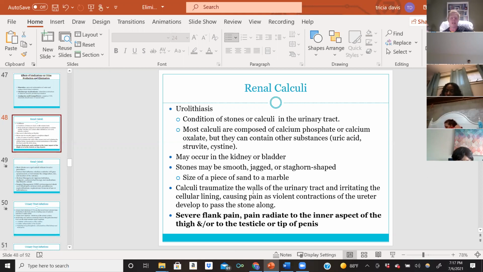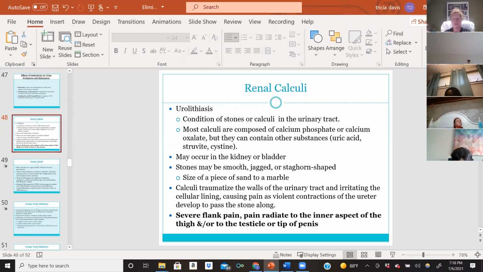And these stones can be very, very smooth, just like a nice smooth rock, or they can be jagged, and they can be staghorn shaped. All three of them can cause a very uncomfortable pain for our patients, even the smooth ones if they're big. They may be smooth, they may not have any jagged edge to them or be irregularly shaped, but they're huge. So when they try and go through the kidney and the other areas, it causes a lot of pain. When we talk about size, they can be the size of a piece of sand to the size of a marble, and the one that is a piece of sand can be extremely painful as well.